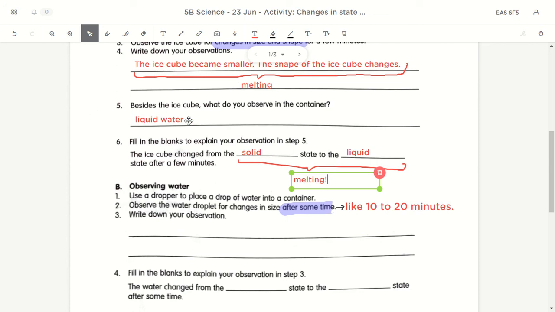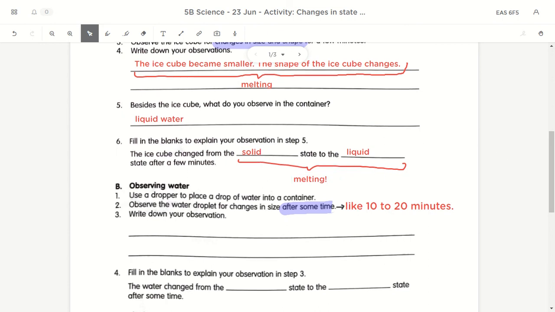So for the ice cube to melt, it actually gains heat from the surrounding, and then it goes through a change in state from the solid to the liquid state. And this process is called melting.